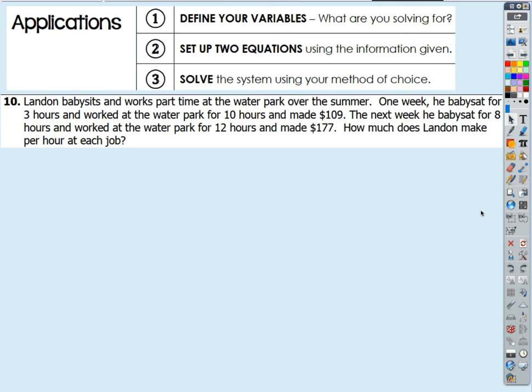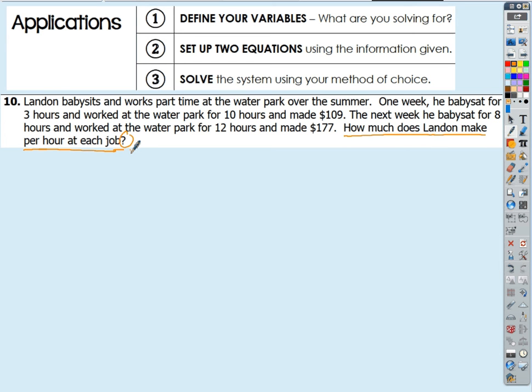So what do you think? What are the variables? The babysitting and water park hours? No? Okay, yeah, it's his hourly wage at each job. And you can cheat on this one: how do you know what the variables are? There's a quicker, foolproof way to find out what the unknowns are when you're solving a word problem. When they change? Oh. Look at the question.